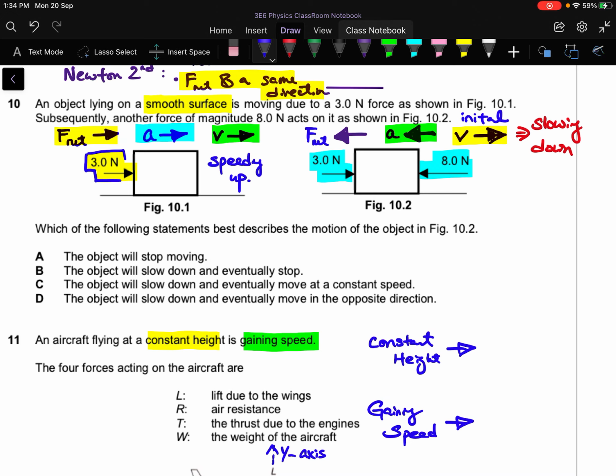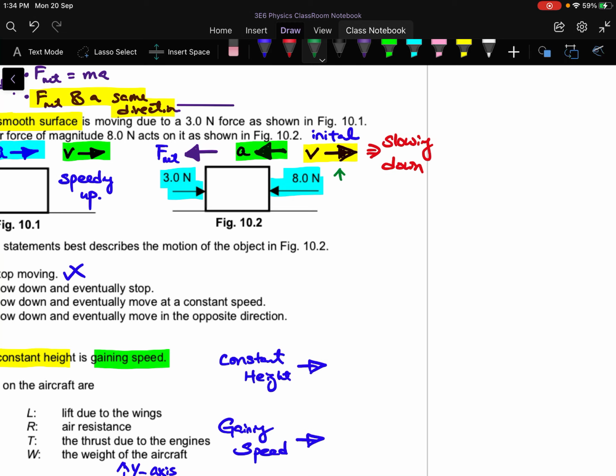So 10a says that the object will stop moving. It is half correct. Eventually, it will stop moving for a little while. But the question is, will it remain stationary? Let me give you a scenario. For example, if my initial v is, let's say, 4 meters per second.